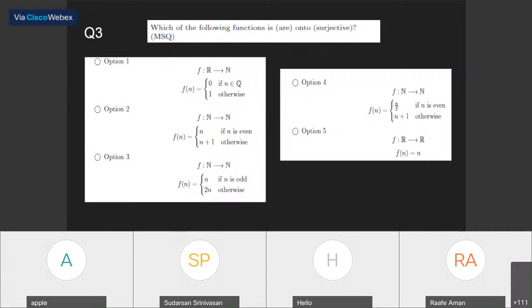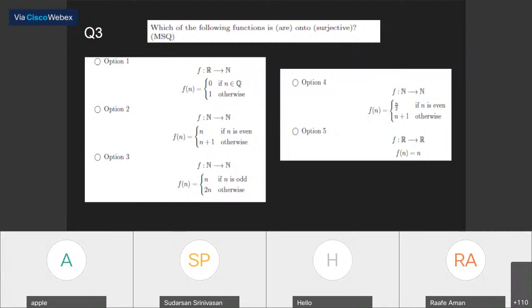Option 3: the function is defined from N to N, and f of n is n if n is odd, and 2n otherwise. So if n is odd, you get the odd number itself, and if it is not odd, then you get 2 times that n, so you get even numbers for the function value. Option 4: the function is defined as n by 2 if n is even, and n plus 1 otherwise.